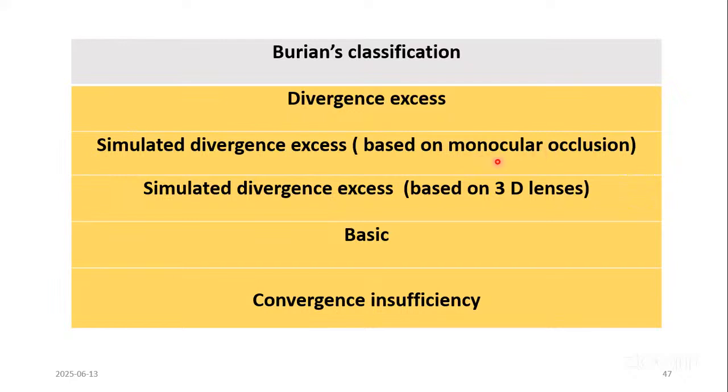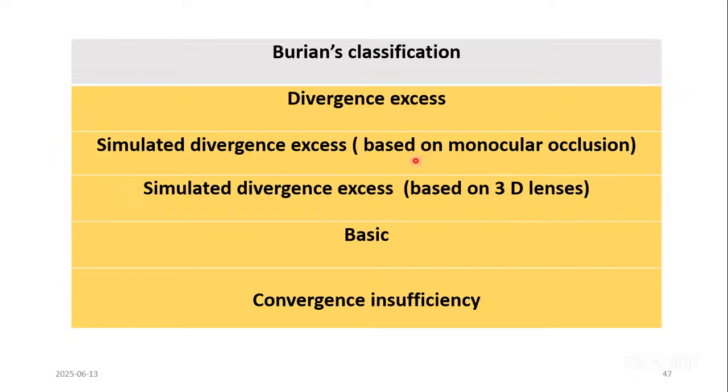monocular occlusion for 30 or 45 minutes. Then we repeat the measurement at near. And if it becomes within 10 prism diopters of the angle of deviation at distance, then that is a simulated divergence excess because of tenacious proximal fusion.